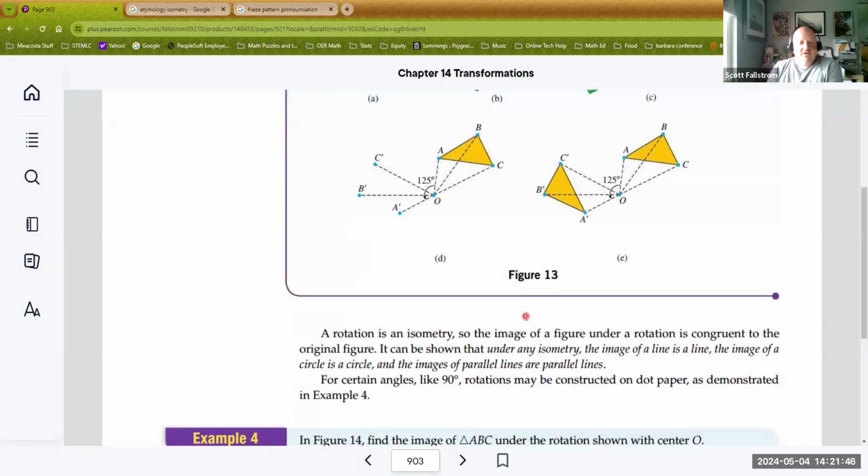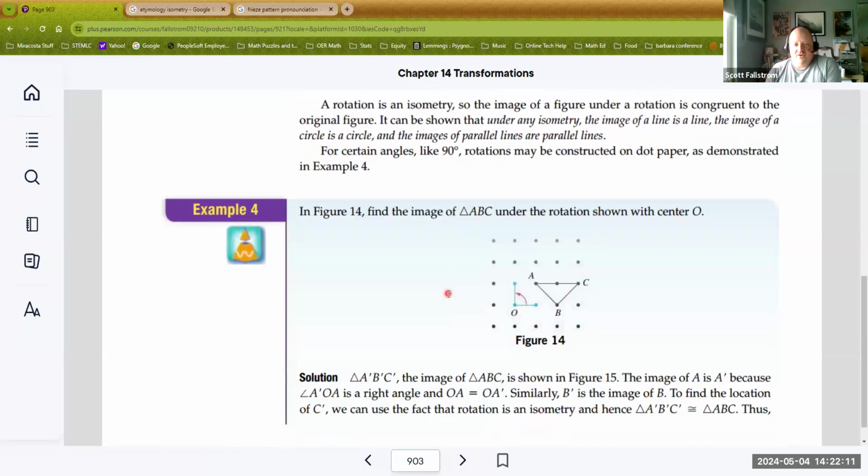Okay. So rotation is an isometry. Again, isometry means same measure, which means under a rotation, the figure is congruent to itself. The image and pre-image are congruent. You could demonstrate this by side, side, side, because all the sides have to be exactly the same. So the image of a line is a line. The image of a circle is a circle. The image of parallel lines is parallel lines. All of those are still holding true.